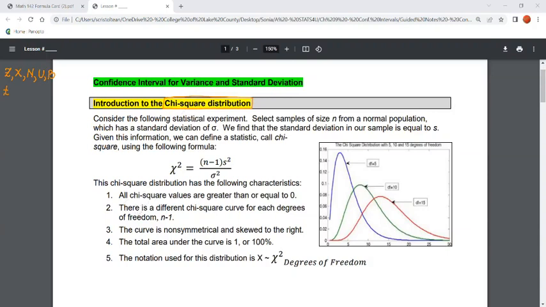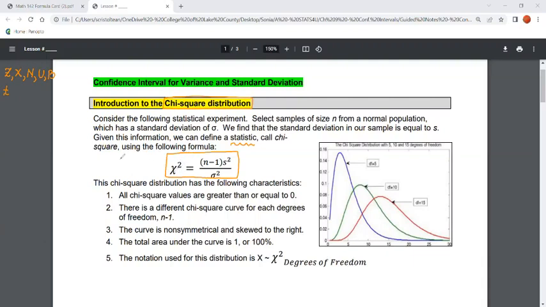Consider the following statistical experiment. Select samples of size n from a normal population which has a standard deviation of sigma. We find that the standard deviation in our sample is equal to S. Given this information, we can define a statistic, which is called the chi-square, using this formula. So this is the formula defining the statistic, which is called chi-squared.